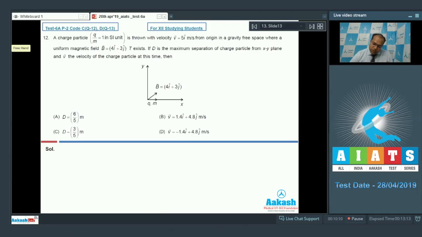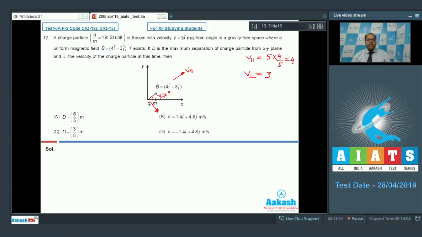If I take the component of velocity along the direction of the magnetic field, v parallel, this angle is 37 degrees because B is given as 4 i cap plus 3 j cap. So v parallel comes out to be 5 into cos 37 degrees, that is 4 by 5, so it comes out to be 4 meter per second. Similarly, the v perpendicular component, which is in this direction at this moment, comes out to be 5 into 3 by 5, so 3 meter per second.